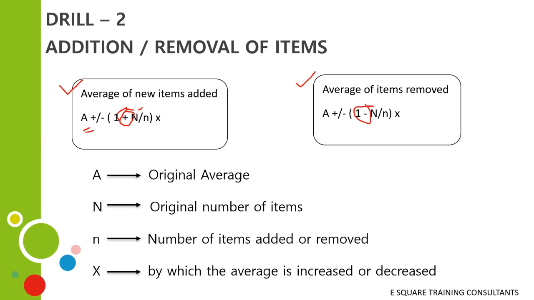And capital N is the total original number of items. Small n is the number of items which has been added or removed, and x is the amount by which the average has been increased or decreased. So if the average is increased, we'll go with A plus, and if the average is decreased, we'll go with A minus. So with this hint, let's go to the questions.